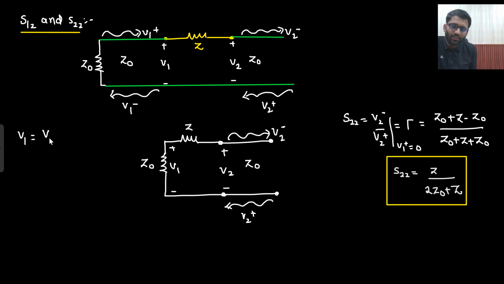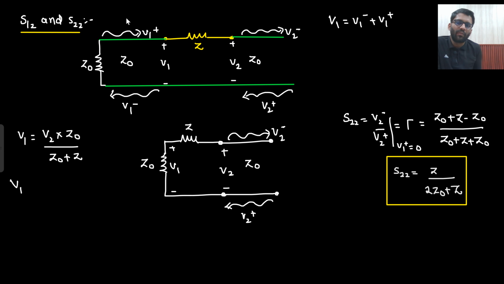V1 is equal to V2 times Z0 upon Z0 plus Z. Okay, what is your V1? V1 is V1 minus plus V1 plus. But V1 plus is equal to 0 here. If V1 plus is equal to 0, that means V1 is equal to V1 minus only, right?